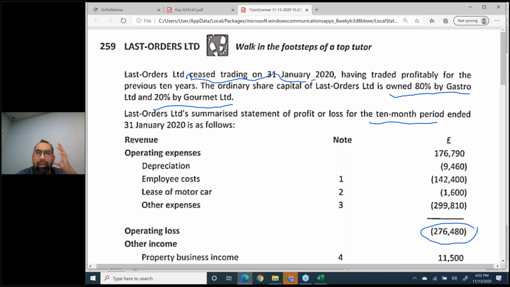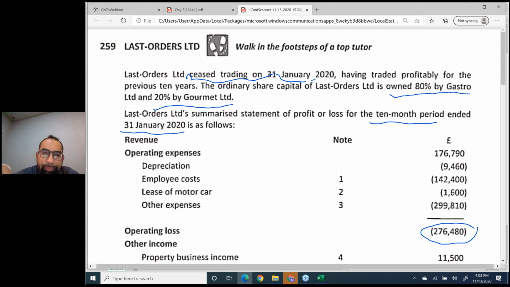Okay, now, ended 31st January 2020. If this is ending on 31st January 2020, then obviously it started on 1st April 2019. You can count from 1st April 2019. From 1st of April 2019 to 31st of January 2020 makes exactly 10 months. Okay, so keep in mind these months.